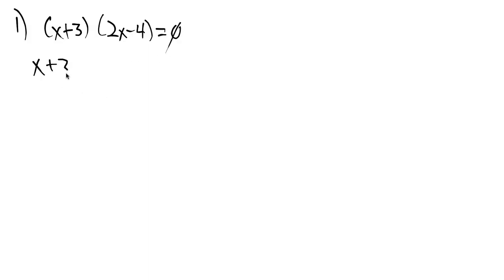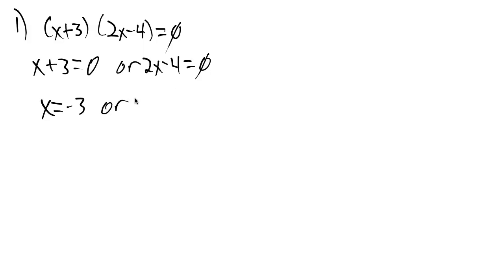Starting with problem 1. It's asking us what are the solutions to (x plus 3)(2x minus 4) is equal to 0. So we split this up. We get x plus 3 is equal to 0, or 2x minus 4 is equal to 0. Subtract 3, we get x is equal to minus 3, or add 4, we get 2x is equal to 4. I'm going to have to divide by 2, so this becomes x is equal to 2, or x is equal to minus 3.